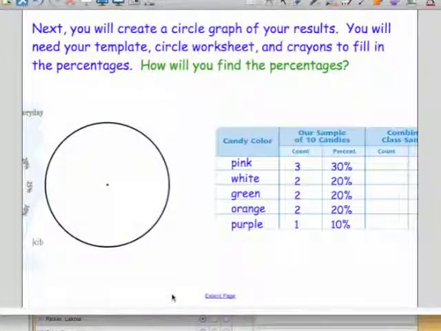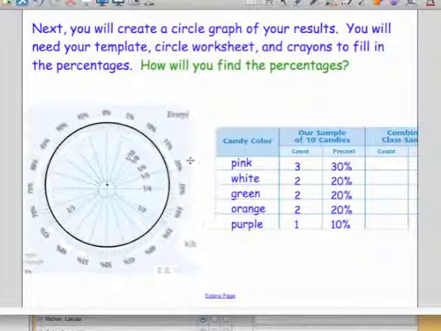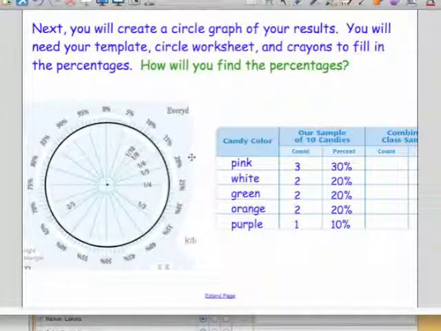Next, you'll create a circle graph of your results. You'll need your template, the circle worksheet that's on the back of our schedule for today, and crayons to fill in your percentages. So we found our percentages over here, okay? Now we're going to go ahead and draw them over here. If you remember how to do this, you're going to use the percentage part of your template. So I've gone ahead and found my percentages here, okay?